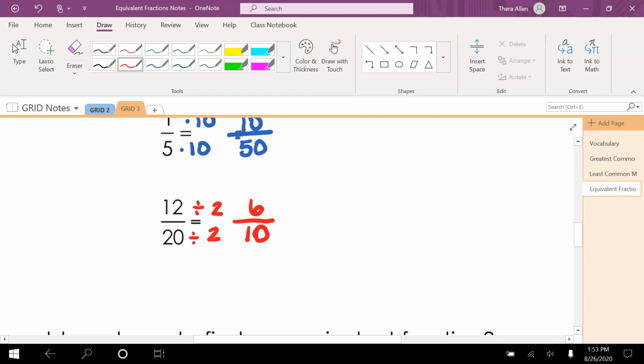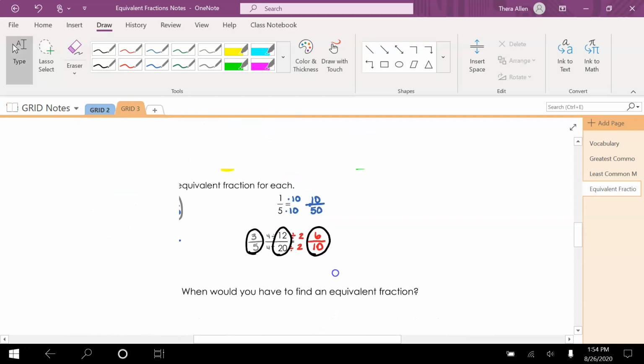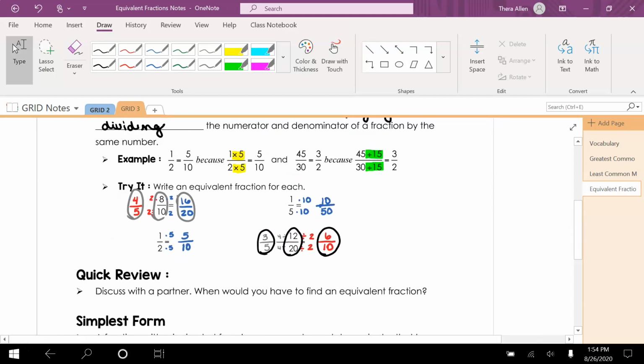Another way I could have done it is I know that 12 and 20 are also both divisible by 4. So I'm going to go out to the other side and divide both sides by 4. 12 divided by 4 is 3. 20 divided by 4 is 5. And here we have, once again, 3 fractions that are equivalent. This is going to be the end of our equivalent fraction notes.